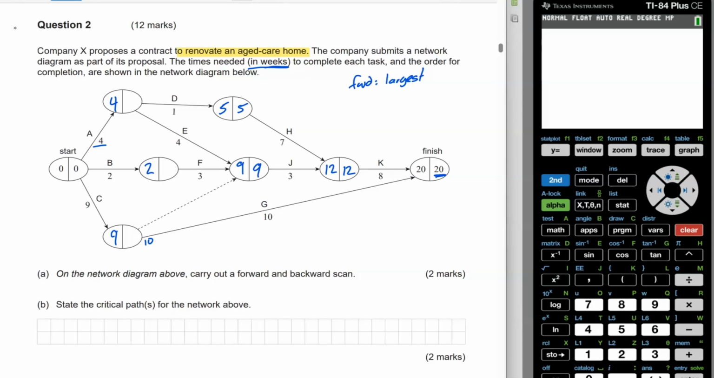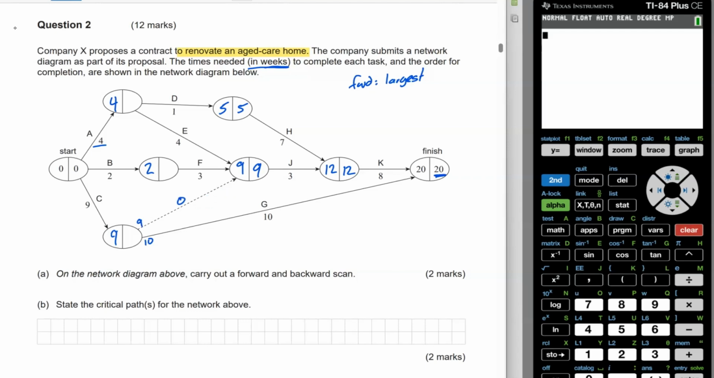And then as I go backwards through, I'm going to maybe come down here through my dummy link, because then I can go to that node. So I've got a 9 here. The dummy link is 0, or length 0. So 9 take 0 is 9. So I've got 2 choices to go into this node. It's my 9 or my 10.